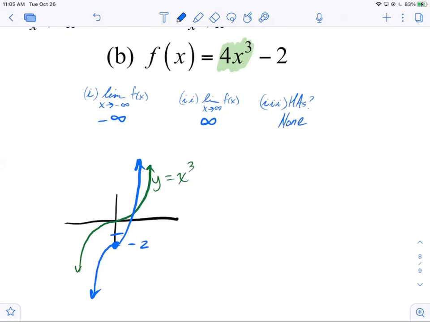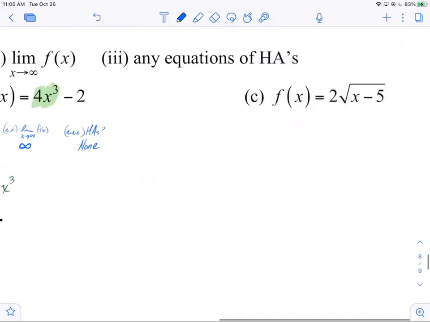So x cubed, the weird squiggly graph, your disco graph, is now on your parent function list. We've talked about x, x squared, and x cubed. We've talked about 1 over x, and we've talked about the square root of x. Okay, so those are the ones you should know. All right, letter B.